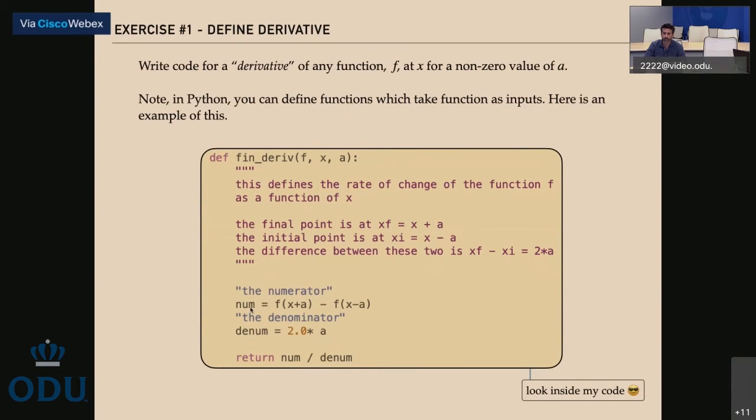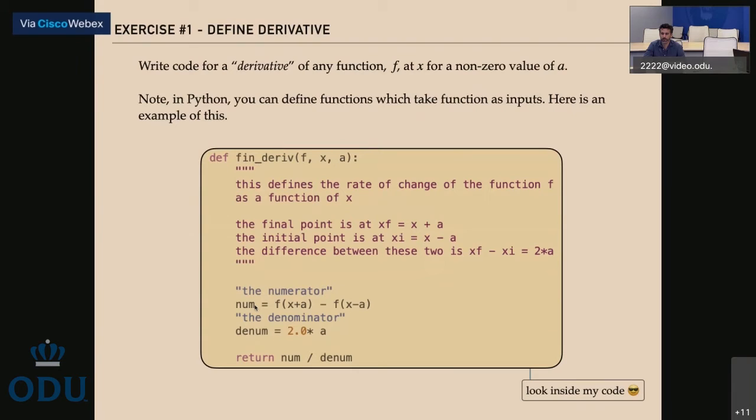I just grab the numerator, which is f of x plus a. Notice the syntax, right? I'm defining this function. The input is a function, right? And in the input, I don't treat it any differently than any other input, okay? It's not until I grab the function and put parentheses next to it that it's obvious that it's a function, okay? This has to work only for a function.